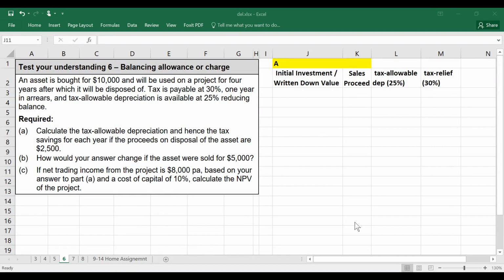Now here we have a question which is our understanding number 6. Let's quickly solve it. Okay, according to requirement number A, we have to calculate tax allowable depreciation and hence the tax savings for each year if the proceeds on disposal of the asset are 2500. The question is saying that an asset is bought for $10,000. Fine, it is our initial investment and will be used on the project for 4 years, after which it will be disposed of. Tax is payable at 30% 1 year in arrear. In arrear means 1 year later, and tax allowable depreciation is available at 25% reducing balance method. Fine. So let's start it.